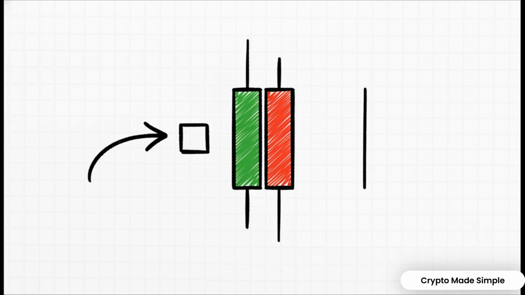Next, you have the wicks. Some people call them shadows. These are the thin lines sticking out above and below the body. They represent the absolute highest and lowest extremes reached during that tug-of-war. And finally, the color. The color gives you an instant, split-second read on who actually won.